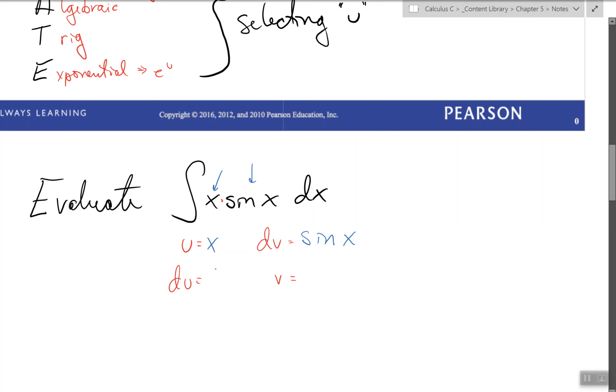So the derivative of x is 1 dx. Just like the substitution, it is very important that we write out that dx. And we really should have the dx here with the sine x, so we can take that antiderivative with respect to x. So the dx does matter here. The antiderivative of sine, that would be negative cosine. Okay, so now we have all of our parts.